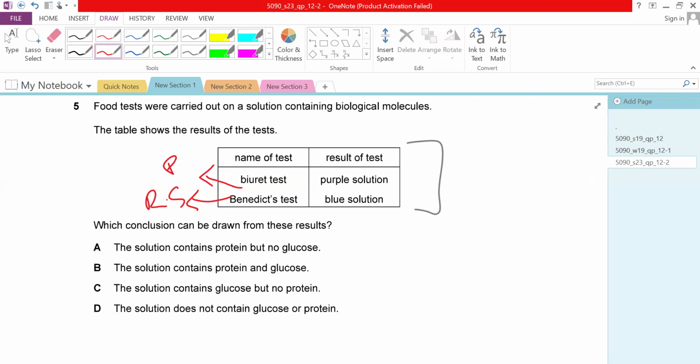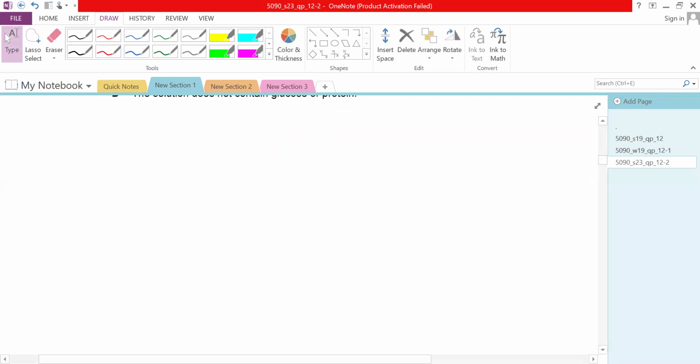Or the solution doesn't contain glucose or protein. The biuret solution is blue and when it turns purple, it means that protein is present. However, the Benedict's solution also has a blue color, and when it turns red or orange, it means that reducing sugar is present. So the Benedict's solution remains blue, or you can say it remains in its original color. So it means that no reducing sugar or no glucose is present. However, the biuret test has changed the color of the solution. It means that protein is present. So option A is correct for question number 5.